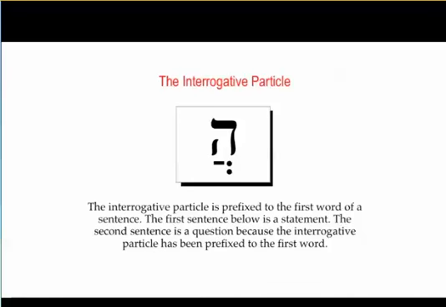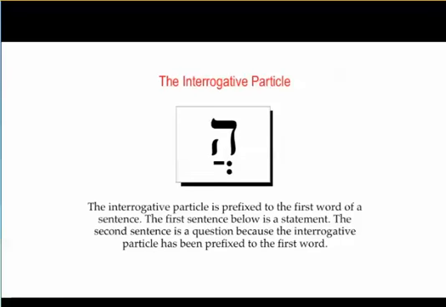Now this isn't an interrogative pronoun like ma or mi. It's called an interrogative particle. The reason it's called an interrogative particle, not a pronoun, is because it doesn't exist as its own word. It's simply something that's prefixed to another word. Let's look together at your screen.